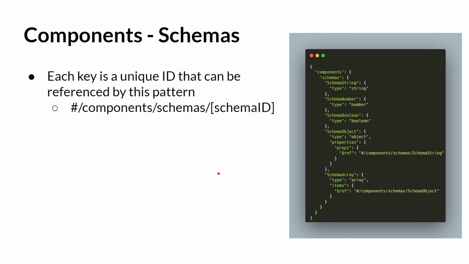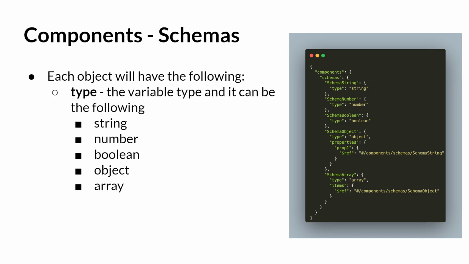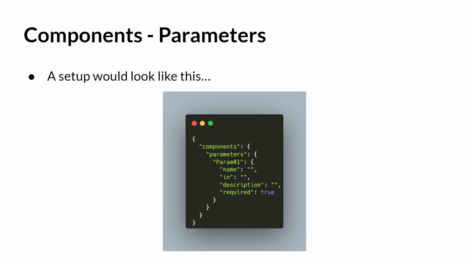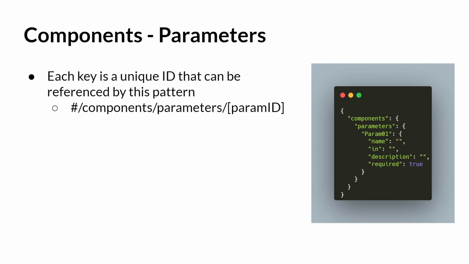So again, each key is a unique ID that can be referenced by this pattern using the component schemas. And the type is, of course, the variable type that will be used for determining what data type is being saved on that property. So it can be a string, number, boolean, object, and array. Now the properties is a dictionary list of properties if the type is object, and items is the schema definition of the elements if type is array. Now for parameters, you'll have this setup. You'll need a name. Okay, so if you want to use the parameters, you use hashtag components parameters and the ID.